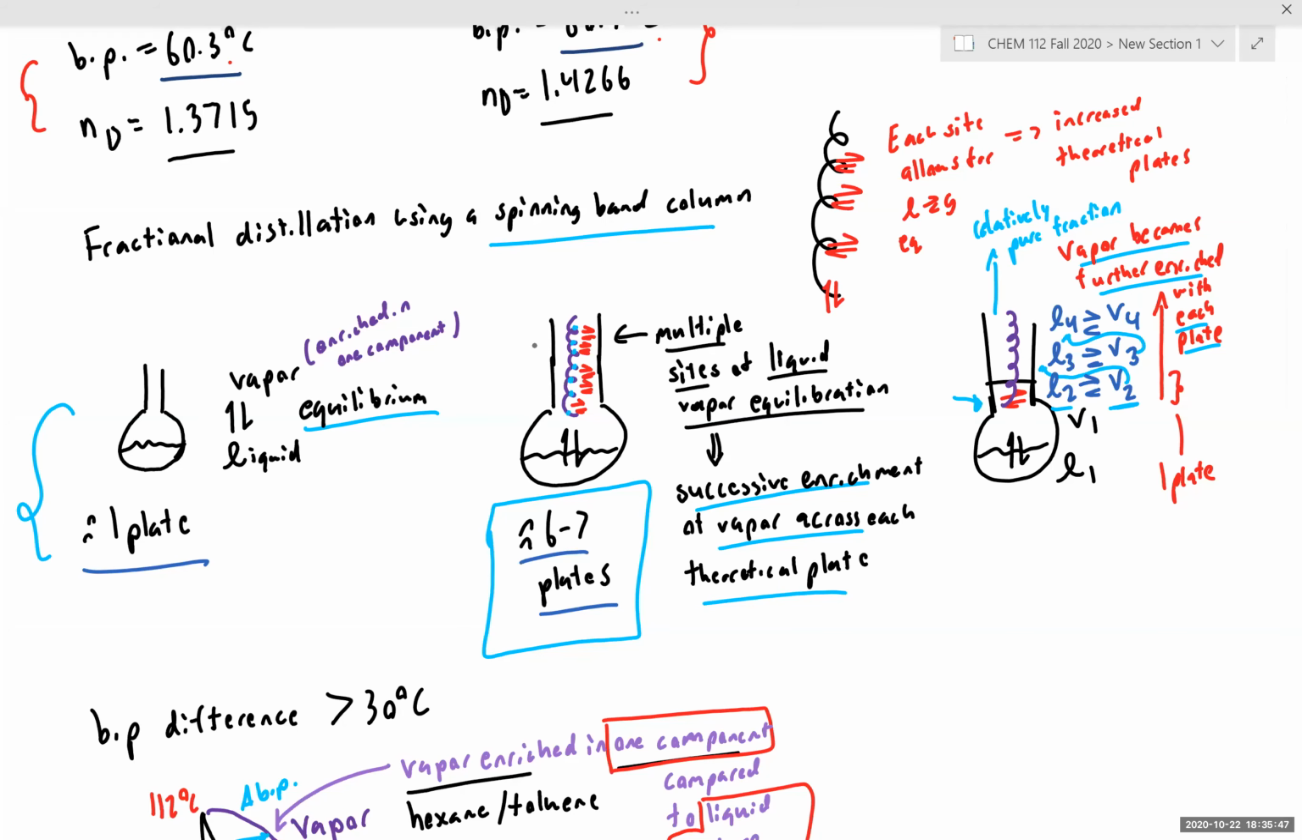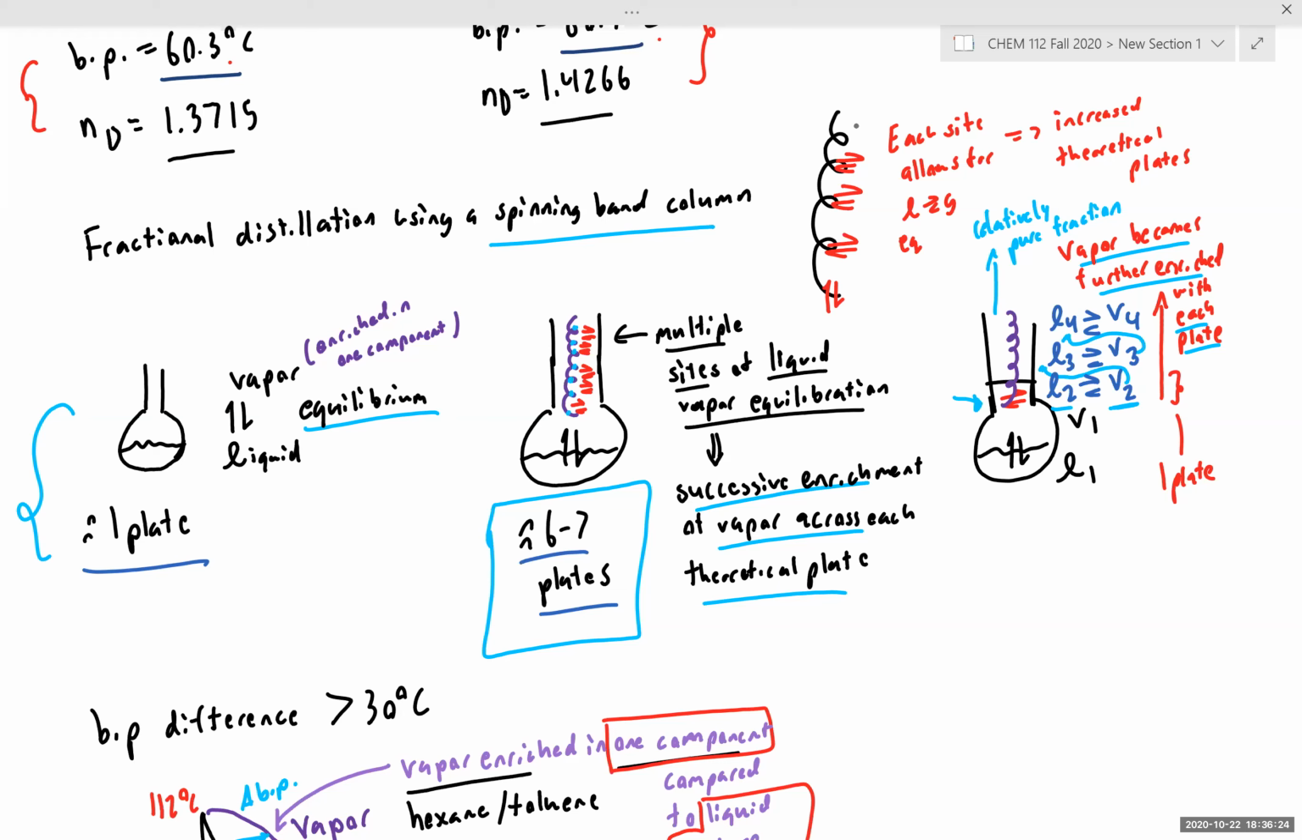Of course, you make a small concession in terms of column holdup, but overall, a spinning band column is utilized in fractional distillation in order to achieve a separation with a greater number of theoretical plates, as we have a greater number of sites for us to establish a liquid vapor equilibrium. So, as we move up the column, we establish a liquid vapor equilibrium at multiple nucleation sites, and each time the vapor gets successively more enriched in our lower boiling component, or in one of our mixture components, depending on the temperature that you're at.